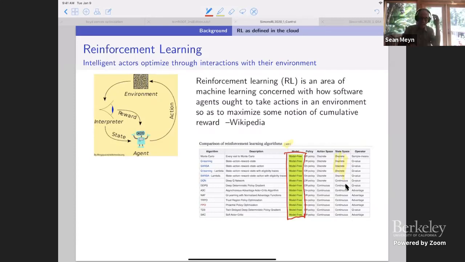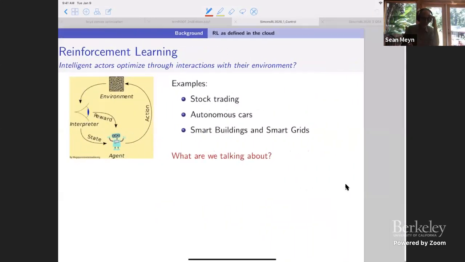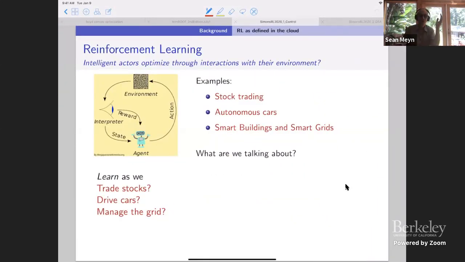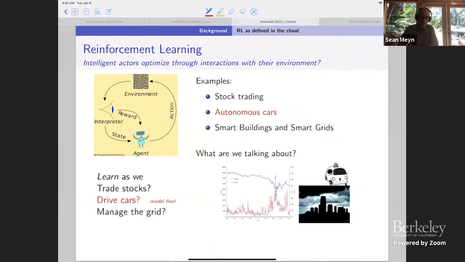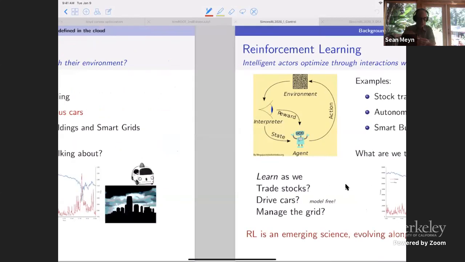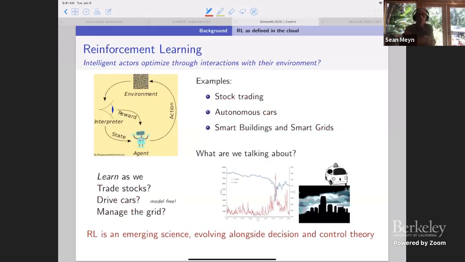But with trading stocks, driving cars, managing the grid, anyone who's actually tried to code RL knows how long it takes. By the time my algorithm has converged, there will be a whole new economy, a whole new political party in power. We know about flash crashes and all of that. We know about the problems with autonomous cars. We're not going to be learning as we drive. And so we have to have a lot more humility.